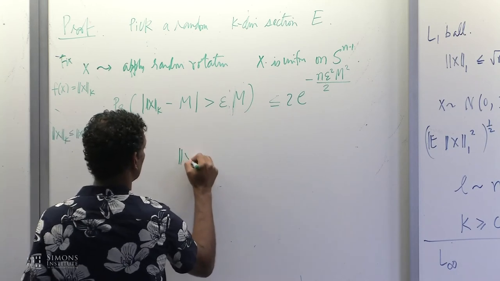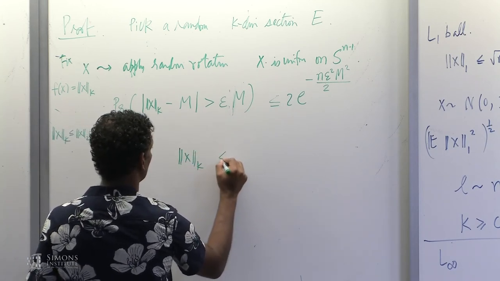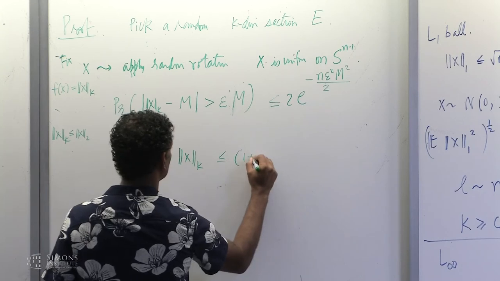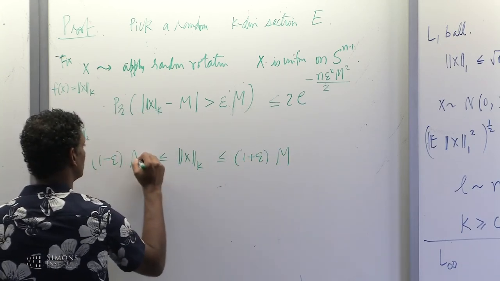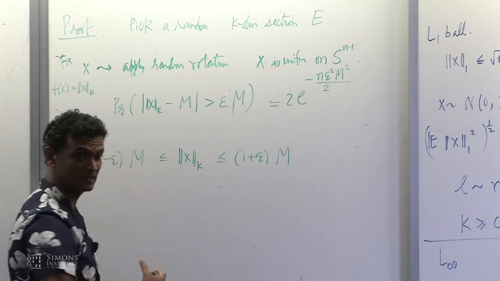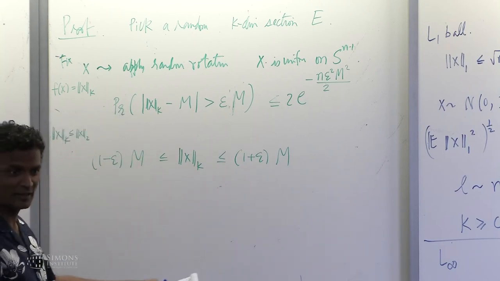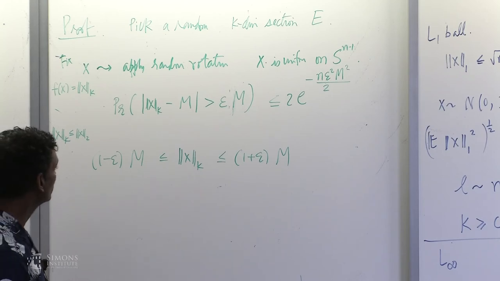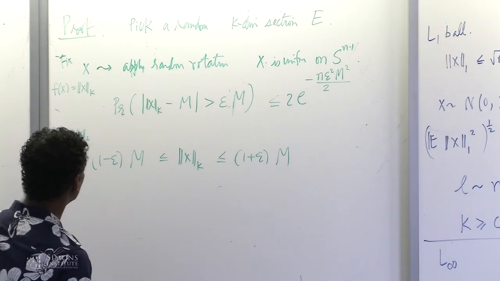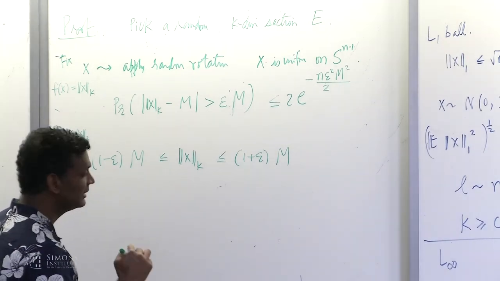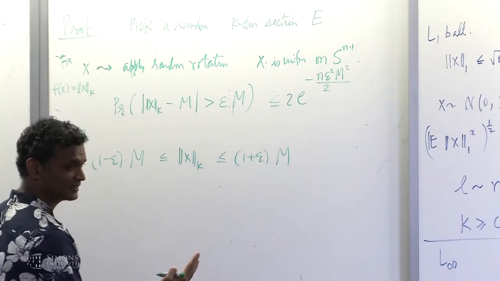This is saying that the norm of xk lies between 1 plus epsilon times m, its expectation, and 1 minus epsilon times m, its expectation, which are fixed values, so it's going to be like a ball. So with high probability, it's within a Euclidean ball here. That's for one point though. Now we need to argue for a k-dimensional section.